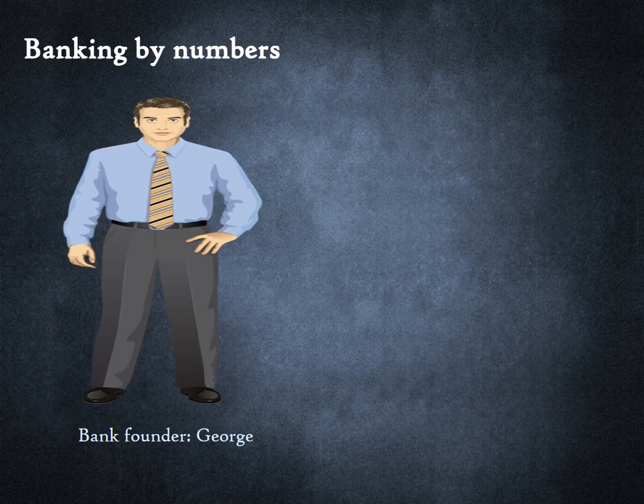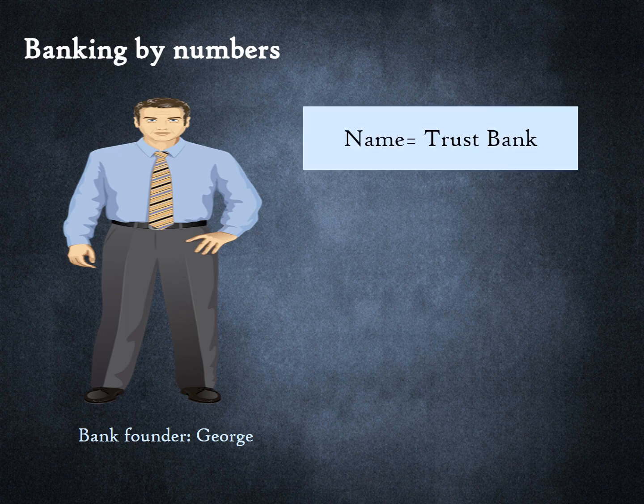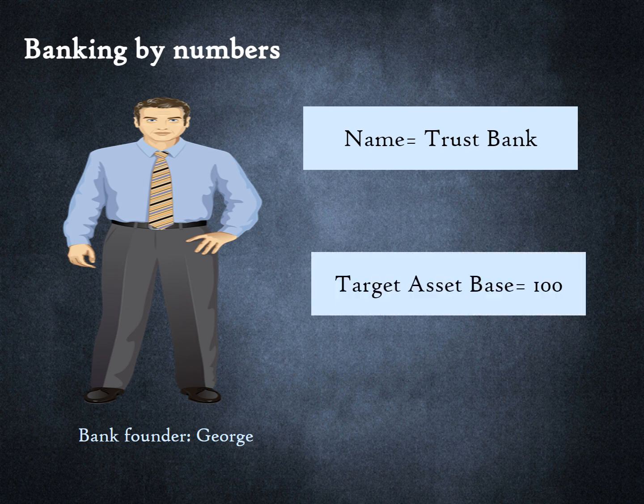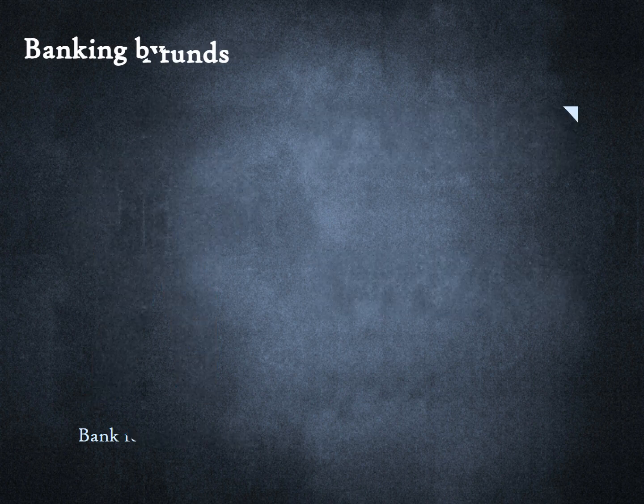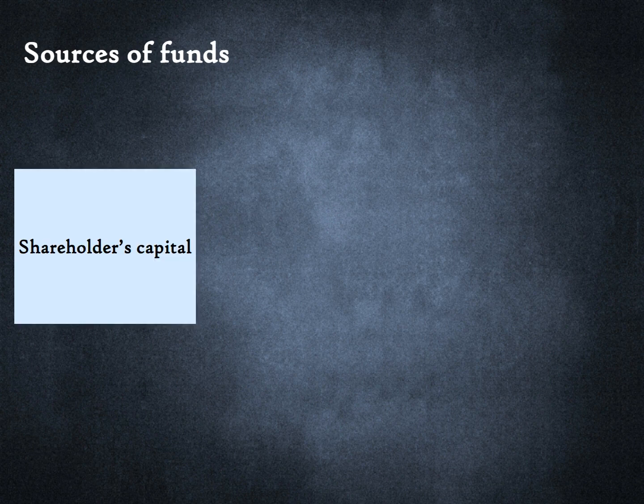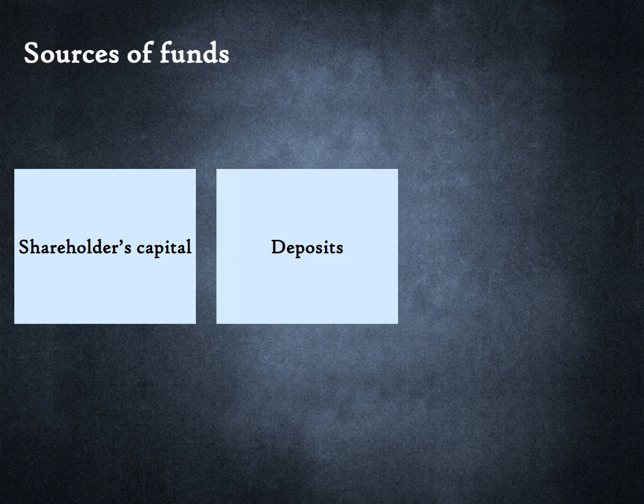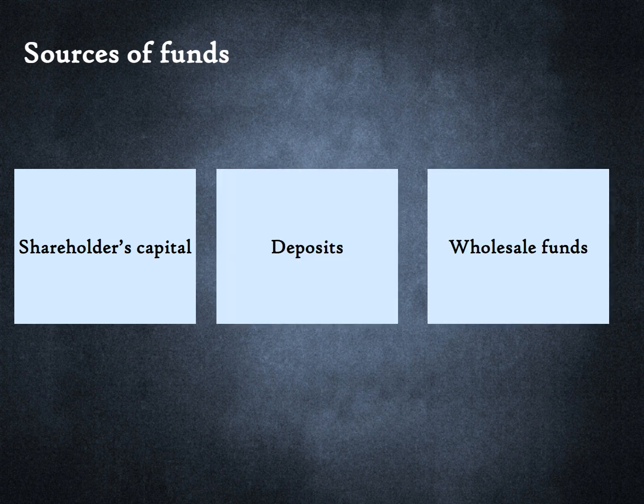Consider a fictional aspiring banker George who is setting up a new bank called Trust Bank. We will assume that the bank plans to fund financial assets worth 100 on its books. To keep it simple, we would not worry on whether it's 100 million or billion. We will be scaling everything to 100. To fund assets of 100, George needs to raise capital of 100. There are 3 sources: shareholder capital, deposits and wholesale funds. We will turn to each one of them now.